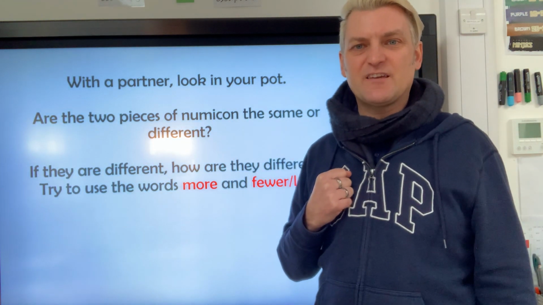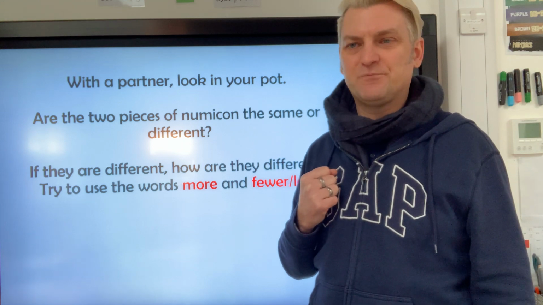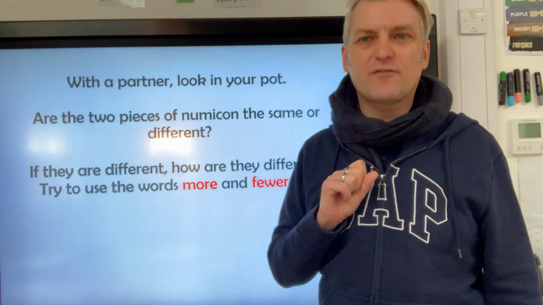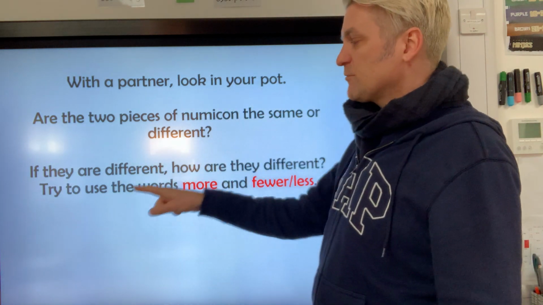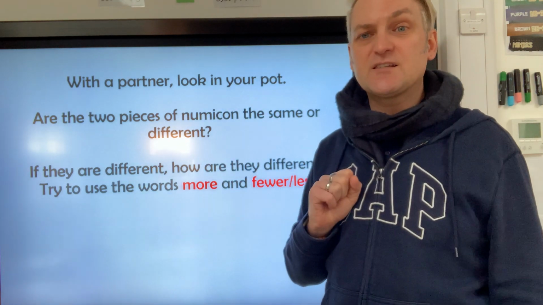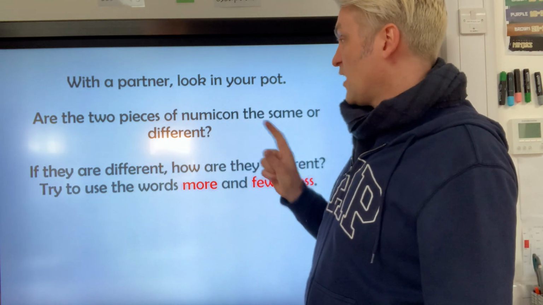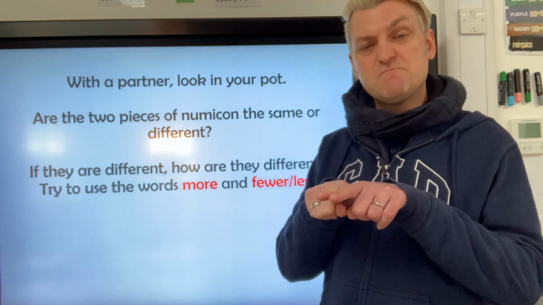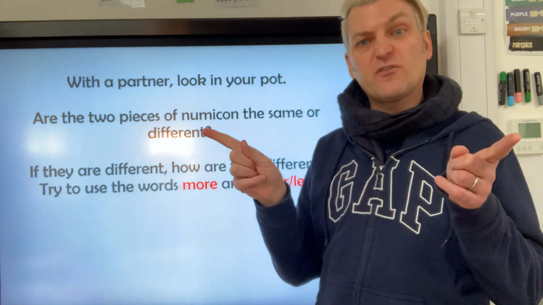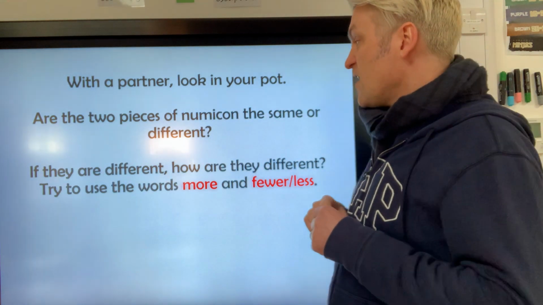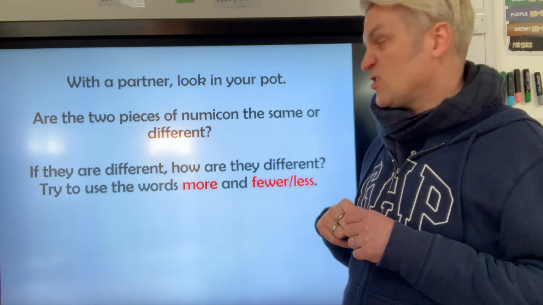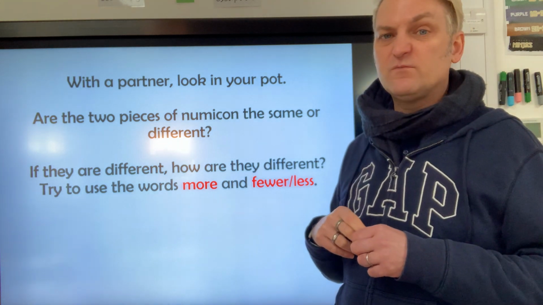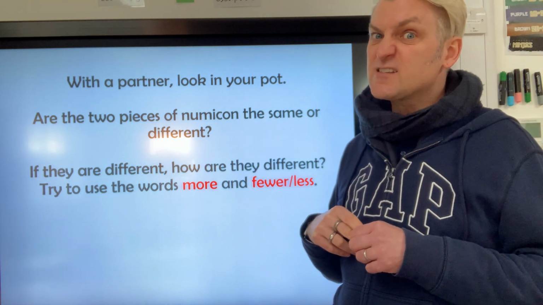Now, I got this ready for when we were going to be in the classroom, and I was going to get you to work with a friend. So I'm sorry we can't do that. All right. What I'm going to do, I'm going to put some Numicon pieces on the board though. And I want you to think, are they the same or are they different? Okay. So if they're different, how are they different? And I'd like you to try and use the words more or fewer or less.